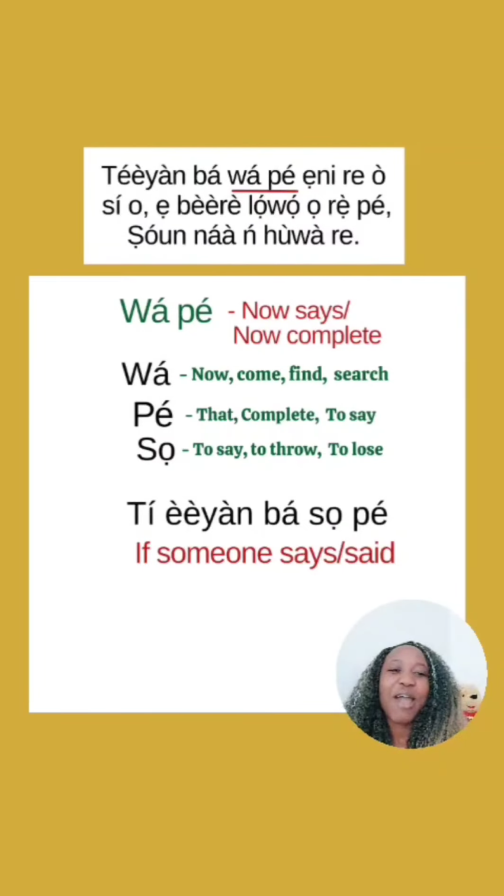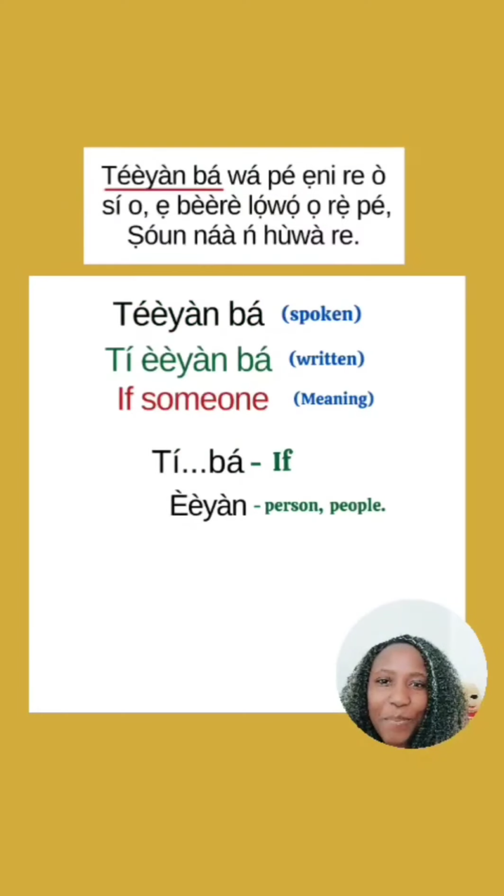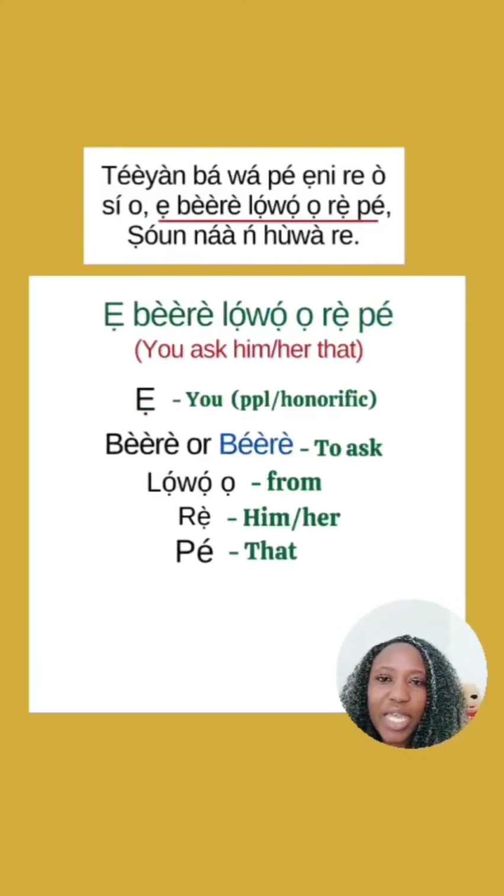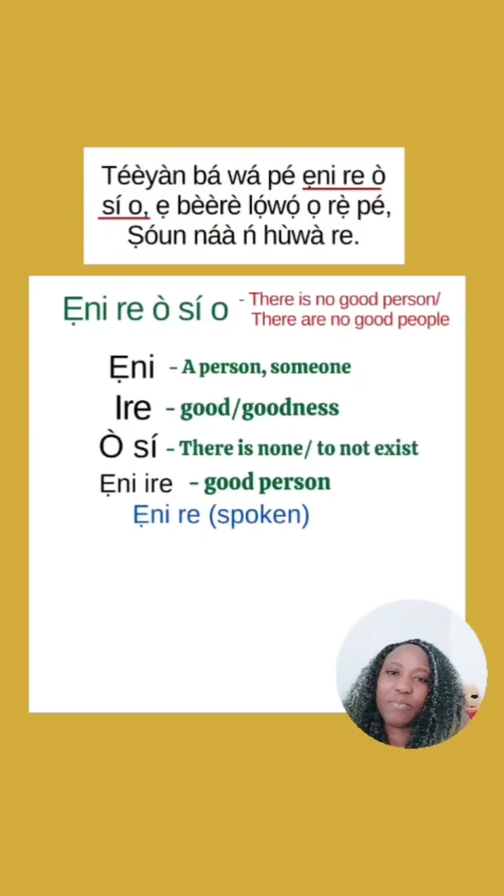Alright, now I'll move to the next slide, which is the next phrase. The next phrase says, ẹni re ò sí o. Ẹni re ò sí o. Now, there is a bit of an omission in this phrase. Ẹni re. It's actually ẹni ire.